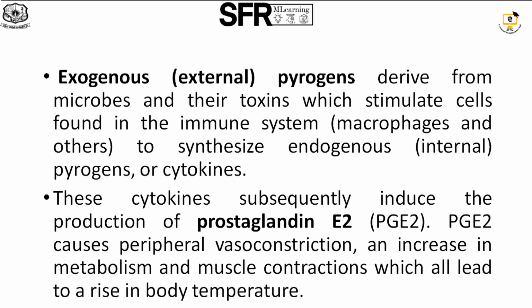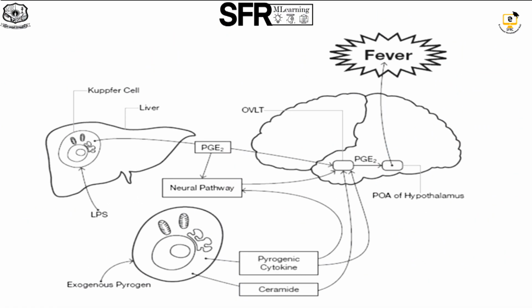This cytokine subsequently induces the production of prostaglandin E2, that is PGE2. It will cause peripheral vasoconstriction and increase the metabolism and muscle contraction, which all lead to a rise in body temperature. The increase in metabolism may be energy metabolism or protein or fat metabolism. In this image we can analyze how the fever is produced.